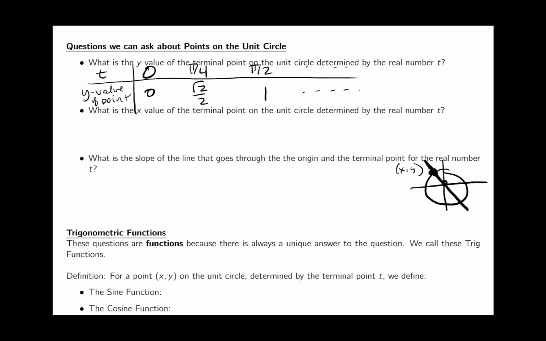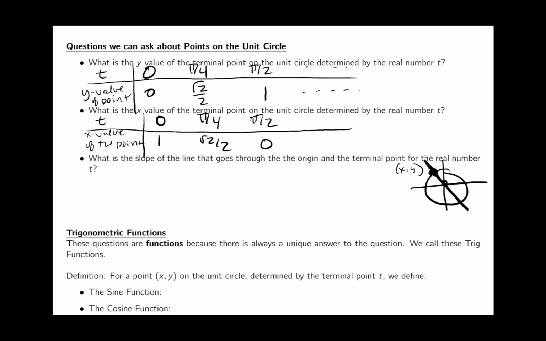Similarly, I can make a t-chart to answer the question, what is the x value? So for t equals 0, the x value is 1. For pi over 4, the x value is also root 2 over 2. And for pi over 2, the x value is 0. And I'm getting all of these just by looking back at my unit circle. The important thing to note here is that this question always has an answer, and it always has exactly one answer.